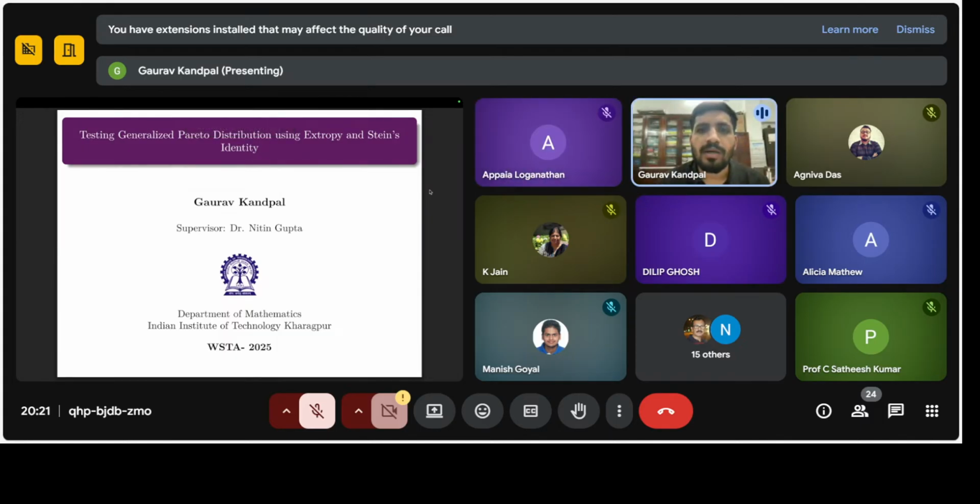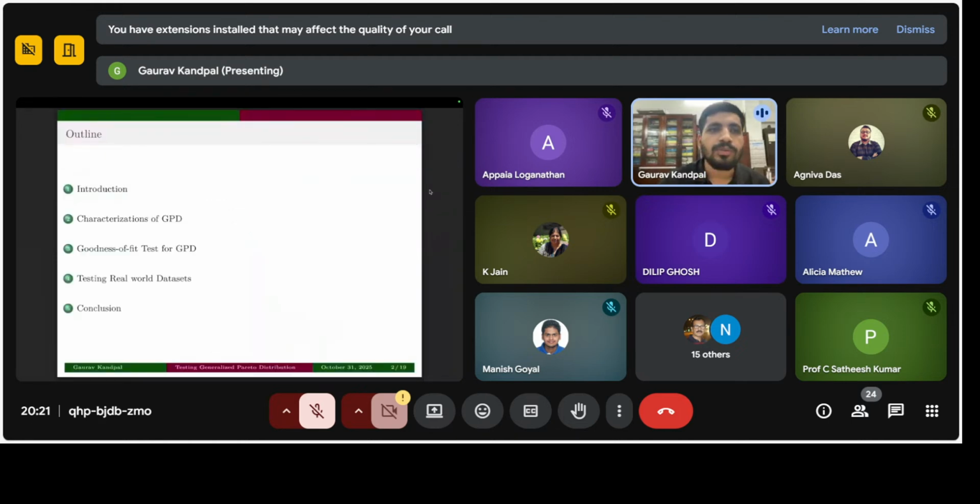Okay, good evening, everyone. My name is Gaurav Kantpal, and I am a third-year research scholar in the Department of Mathematics, IIT Kharagpur, and I'm doing my research work under the supervision of Dr. Nitin Gupta. The title of my presentation is Testing Generalized Pareto Distribution Using Extropy and Stein's Identity.